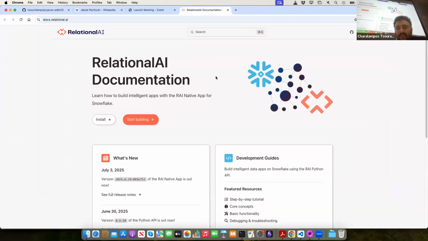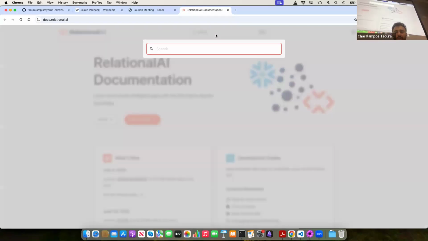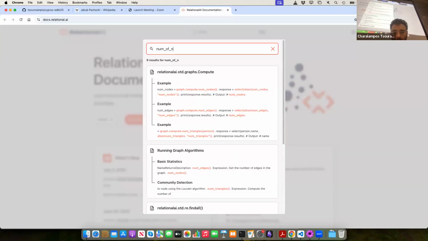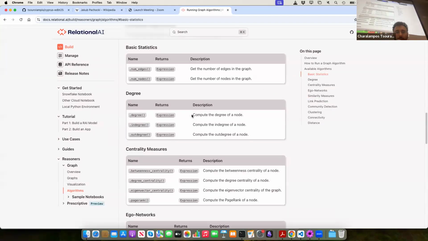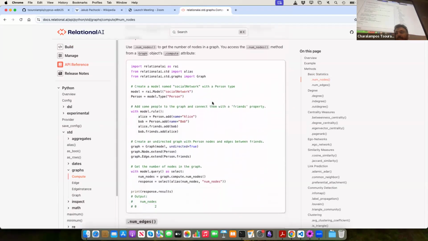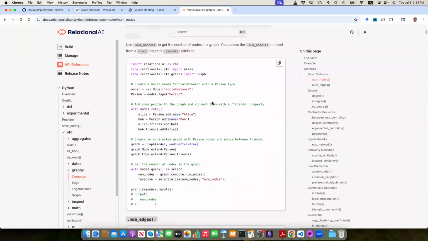So let's see. This is, let's say, the documentation for this system. Let me just search something simple. Number of nodes. So let's click on one. I just want to show you a demo of how you create this stuff. You can see here, let me show with a pointer, that basically you make some imports in Python.